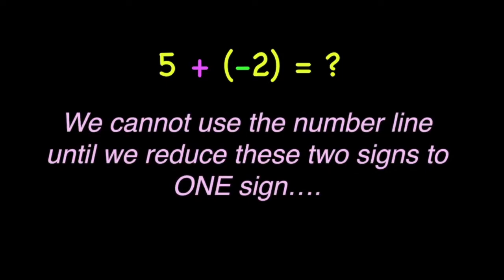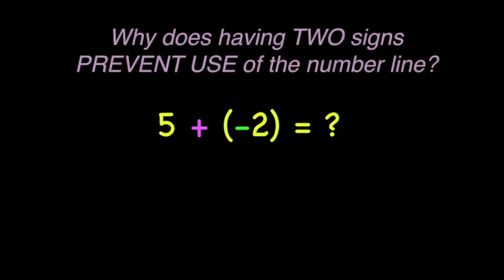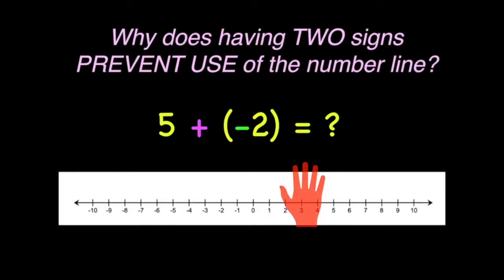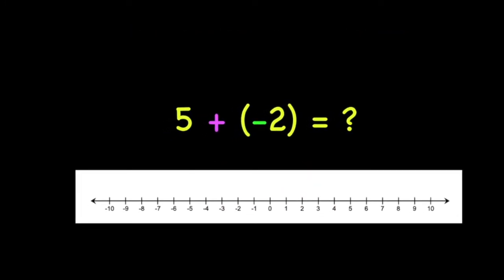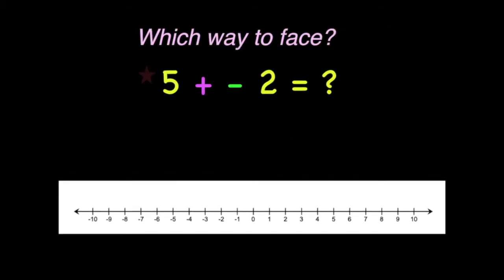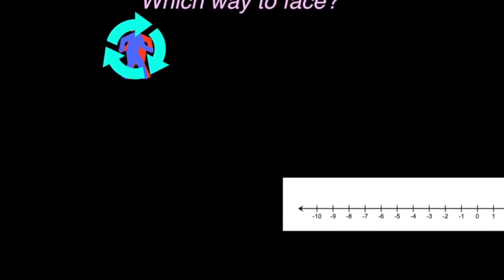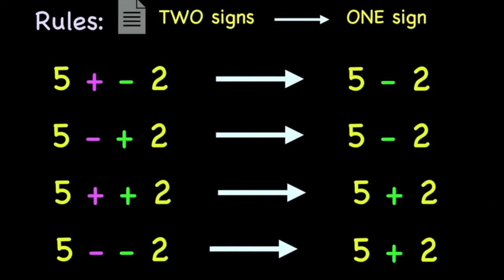We cannot progress to the number line unless and until we reduce these two signs to one sign. Now, you may be asking, why is it that two signs prevent us from using the number line? Well, here's why. If you have two signs, you don't know which way to face. So you have a starting location, then you have a positive sign telling you to face to the right, a negative sign telling you to face to the left. You're going to have a collision. You're not going to know what to do. You have to reduce the two signs to one sign.